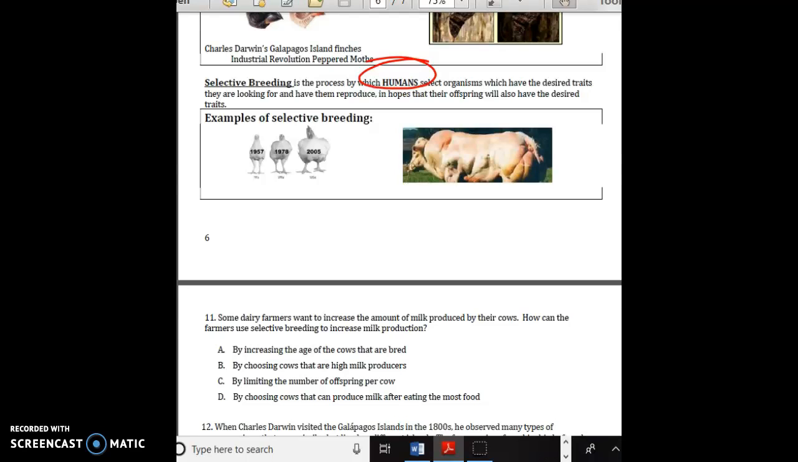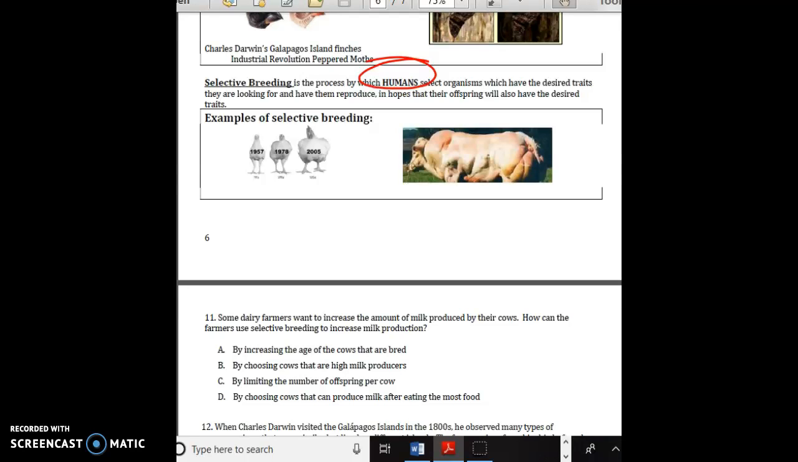So in this example, in 1957, chickens were not as big as they are now, but they made them bigger by getting the largest rooster and the largest hen and making them reproduce. That yielded larger and larger chickens. They kept doing that over time. Nowadays we have much larger chickens because we have selected the fattest chickens in order to get fatter offspring.